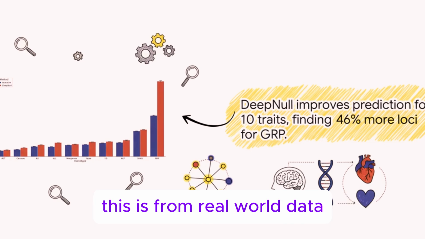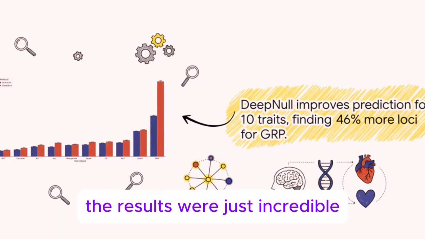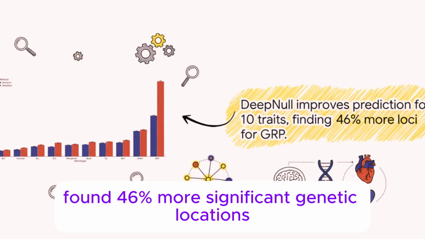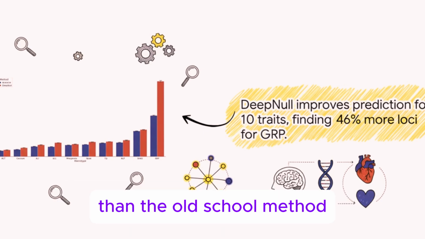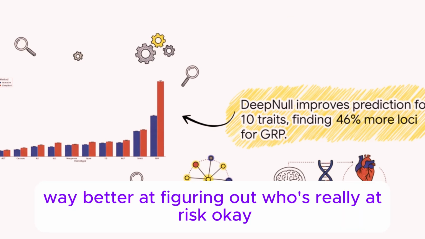And this isn't just some theory, okay? This is from real-world data. When they unleashed DeepNull on actual patient data from the UK Biobank, the results were just incredible. For predicting the likelihood of glaucoma, DeepNull found 46% more significant genetic locations than the old-school method. I mean, that is a massive leap forward. It means we're getting way, way better at figuring out who's really at risk.